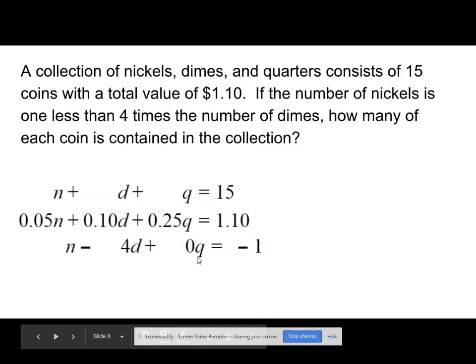It would look like this. If you don't have any Q's, you have 0 Q's, you have 0 quarters. And so you can always put in 0 of something. So you can always fill in a spot if you need a placeholder with a 0. Okay, so this would be my system now. I've got three unknowns, 3 equations. I can put this into a calculator.